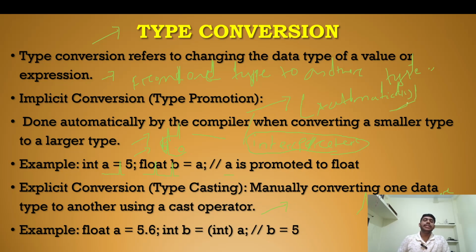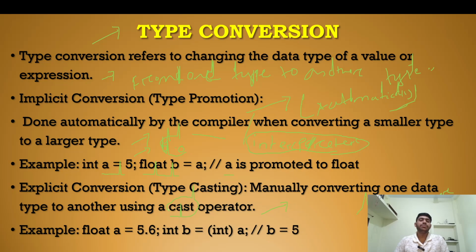Okay. Then explicit conversion, it is called typecasting. Explicit conversion is otherwise called typecasting. So it is manually converted through the help of the programmer or user. We will do it, not automatically it will be happening. We are going to do it. So how? Manually converting one data type to another using a cast operator. Which operator? Using a cast operator. We are having one operator. By that operator we can convert it.